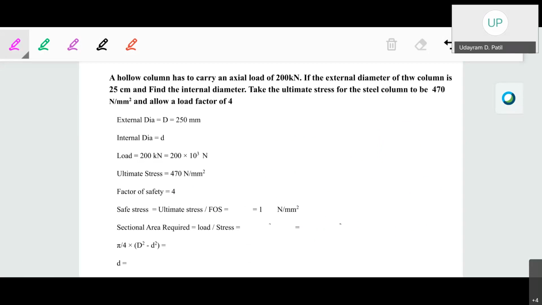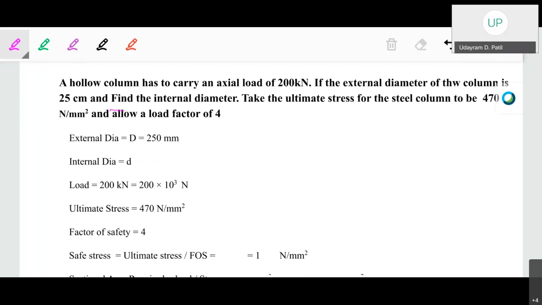Next, a hollow column has to carry an axial load of 200 kilonewton. If the external diameter of the column is 25 centimeter, find the internal diameter. Take the ultimate stress of the column to be 470 Newton per mm square, and allow a load factor of 4. Now here we have to calculate the internal diameter of the particular column, so that the ultimate stress will be 470 Newton per mm square.